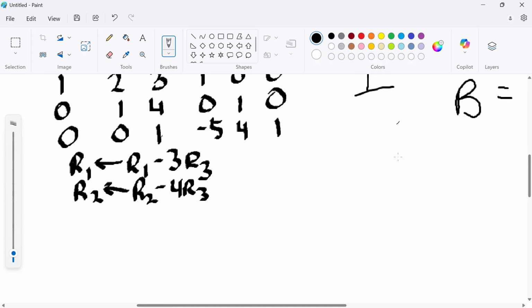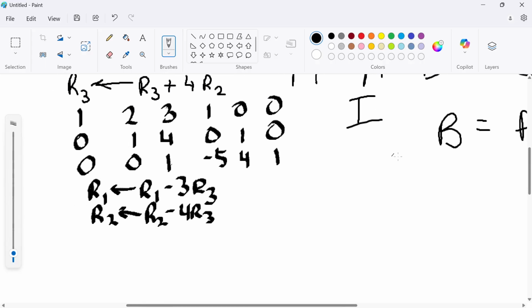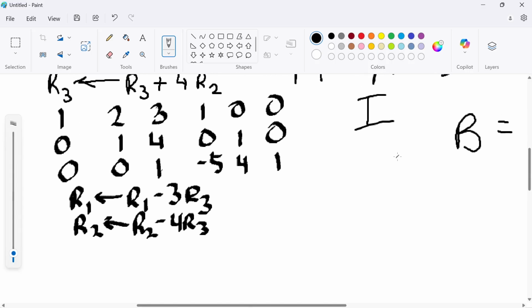Okay? I'm trying to get this so I can get it all on one screen. So I want row 1 minus 3 row 3. 1 minus 3 times 0 is 1. 2 minus 3 times 0 is 2. 3 minus 3 times 1 is 3 minus 3, which is 0. Hooray. Now, 1 minus 3 times minus 5. Negative 3 times negative 5 is 15, plus 1 is 16. 0 minus 3 times 4 is minus 12. 0 minus 3 times 1 is minus 3.